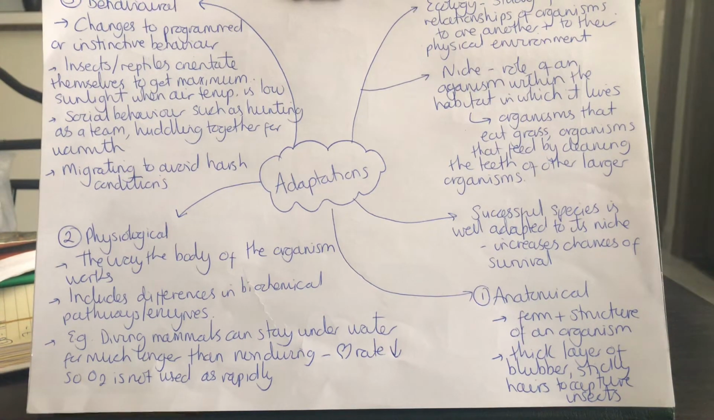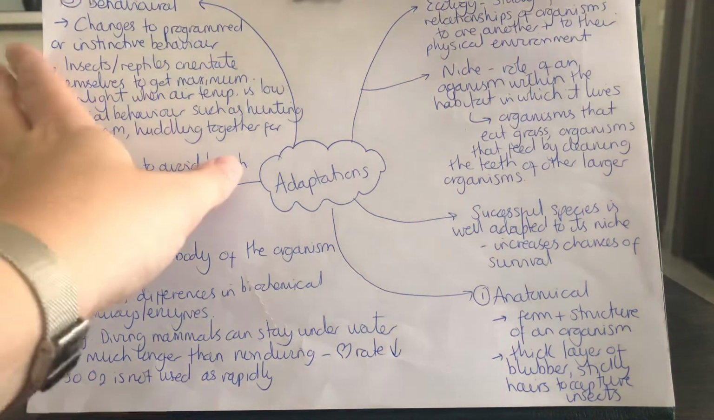So animals that migrate south for winter, if they live in the northern hemisphere, that is a behavioural adaptation. That means they're more likely to survive through to the next year, whereas if they stayed in their actual habitat during the winter, they might not survive.